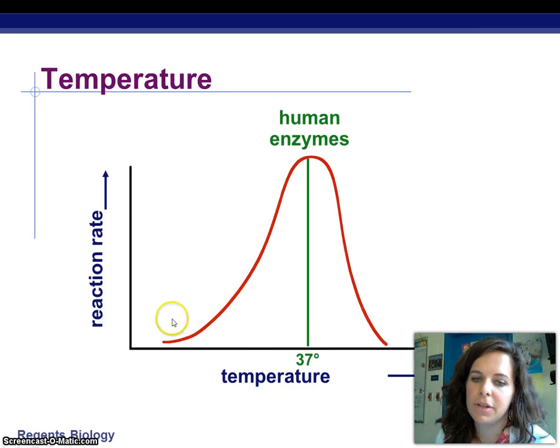So enzymes that are in an environment that's too cold are not going to work very well. Their reaction rate is going to be very low. Enzymes that are in temperatures that are too hot are going to lose their shape, and their reaction rate is also going to be very low. So the perfect reaction temperature is this one right here. We have a very high reaction rate, meaning many substrate molecules are being broken down.